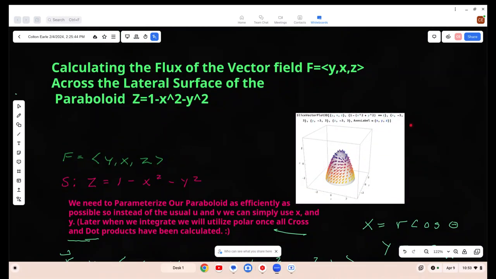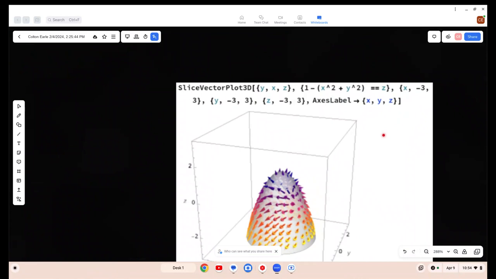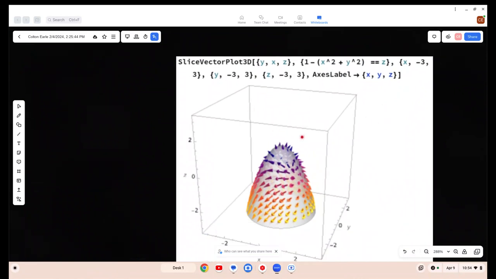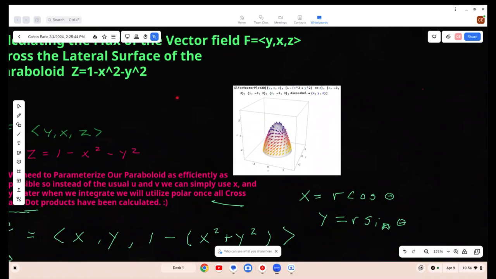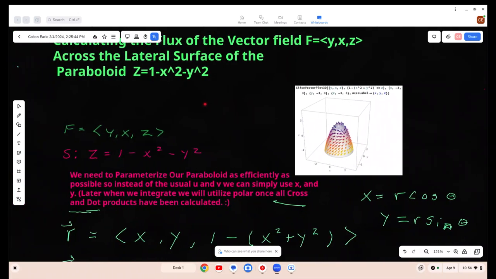Okay, so I'm going to go ahead and zoom in real quick so y'all can see this one I included, this Slice Vector Plot 3D in Mathematica. You're going to want to put everything in just like I have it, okay? Make sure you're doing that so you don't have any errors. If you do, leave it in the comments. All right, let's begin because we have a time limit.